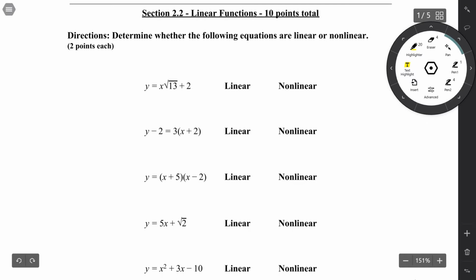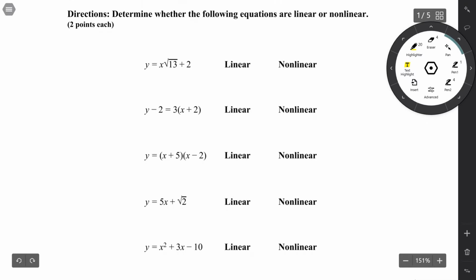And this is just determining whether or not functions are linear. So you can cross out the ones it's not, or circle the ones that are, or both. It's totally up to you, just as long as it's clear for me. This one tricked up a couple of you. Yes, this is linear. Even though there's a square root of 13 in here, it's still going to be linear because the x is not under that. Really, the slope of this function is square root of 13. So it's linear. It's not nonlinear.